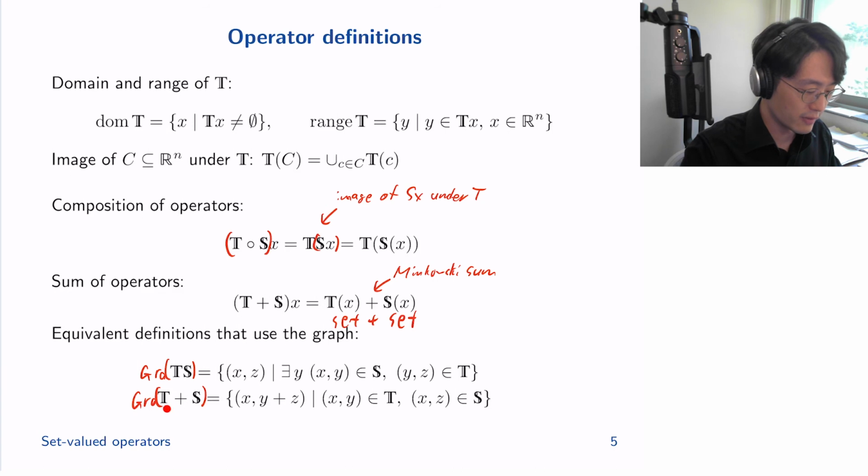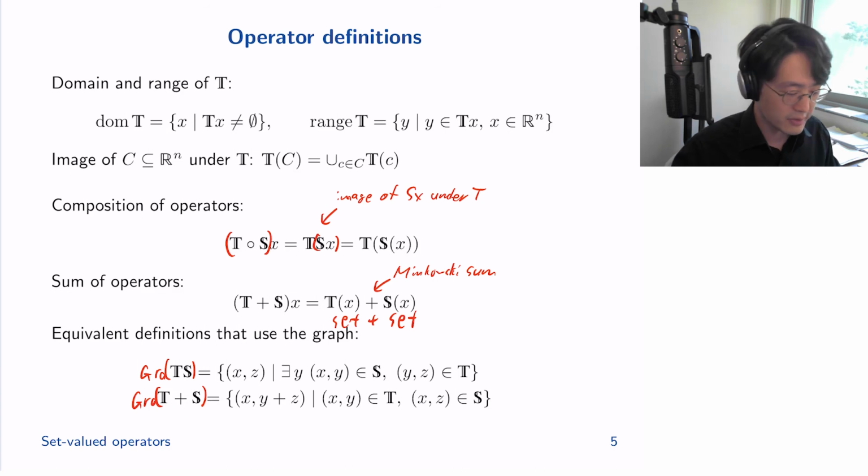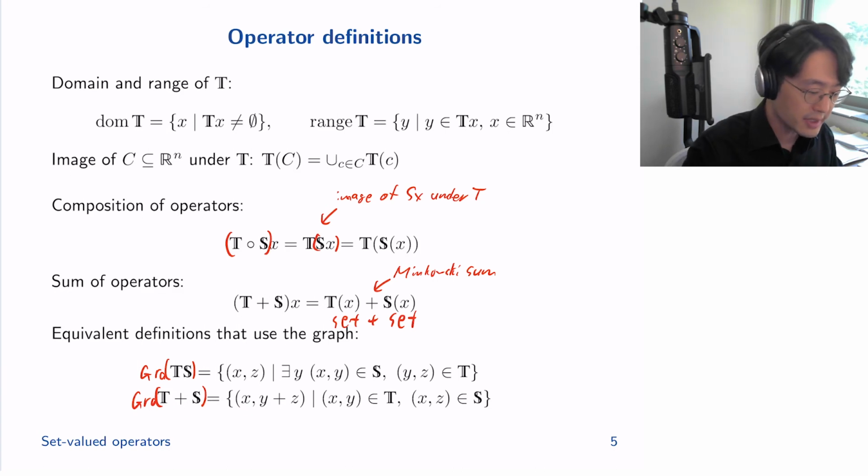Here, the definition of the graph of the operator T plus S is as follows. So the input is x. x is provided as input to both operator T and S, and then we have y plus z. So y is the output of the operator T, and z is the output of the operator S.